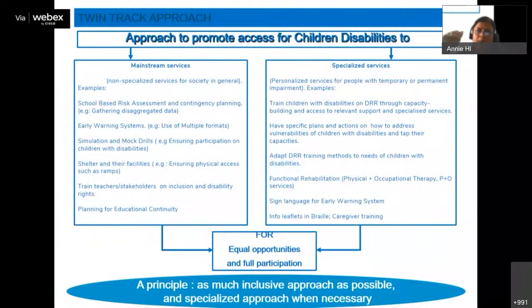So for example, in CCDRR, if you see on the left side, I've talked about mainstream services. Suppose there is a school-based risk assessment that is happening or a contingency plan. Now, it is good to gather data on disability. So let us have data. Data is of utmost importance because only with data can we plan. Without data, you will not have budgets. Without data, you will not have a proper plan. So data is important. How many people with disabilities are there? How many children with disabilities are there? What is their specific requirement? Unless you have this information, you can't do a risk assessment properly.